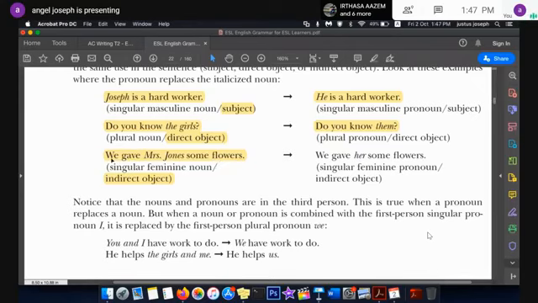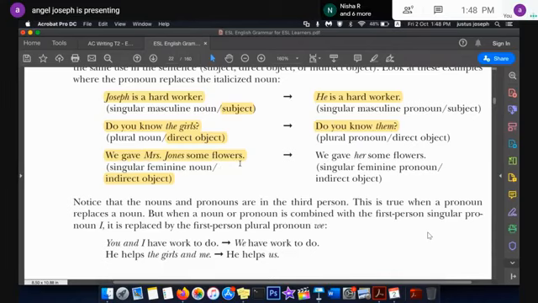Again, we is the subject, gave is the verb. Gave is the action of giving something, and gave is more directly linked with the word flowers. You cannot give Mrs. Jones, right? There might be conditions where that happens, but not here. So we gave what? You have to ask yourself this question. We gave what? The answer is flowers. That's the direct object.